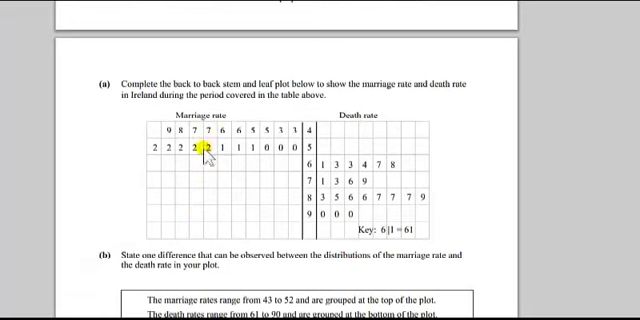Here we have a stem and leaf plot of the marriage and death rates. Okay, we can refer to the number of marriages per 10,000 of the estimated population as the marriage rate. Similarly for the death rate, that's the number of deaths per 10,000 of the estimated population.